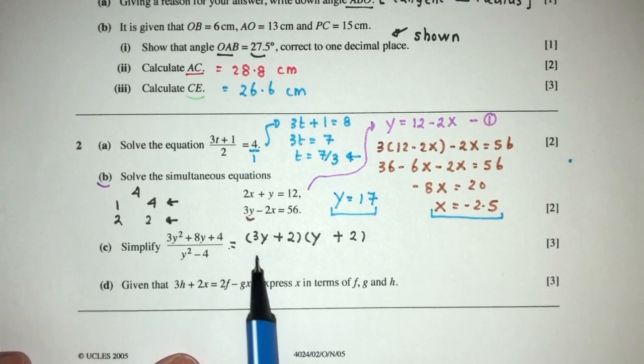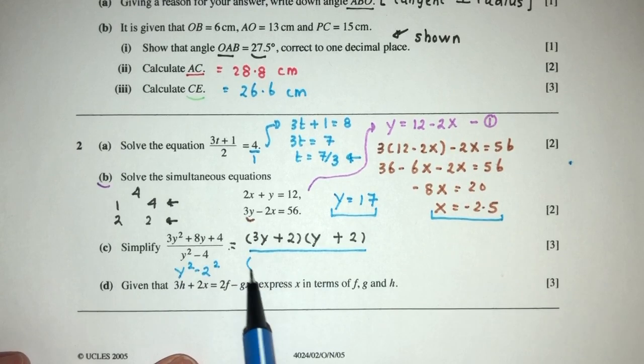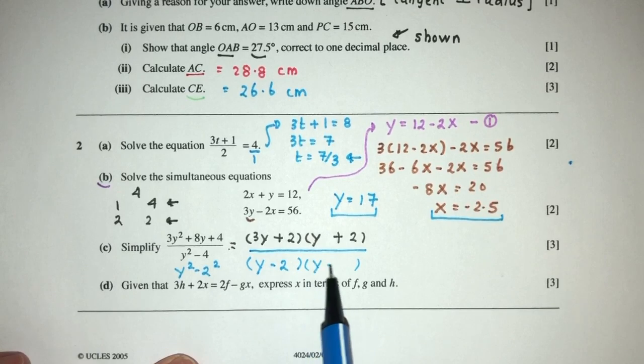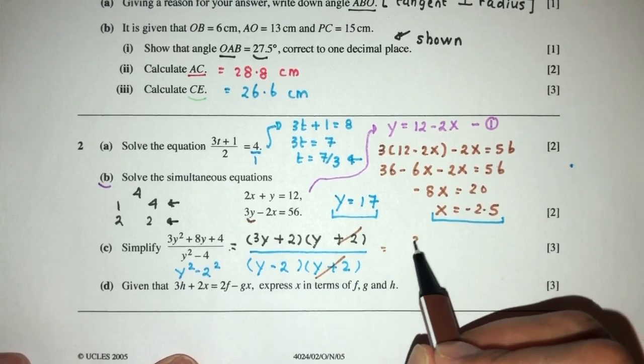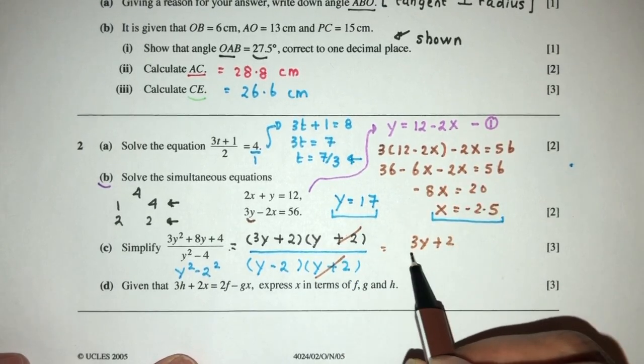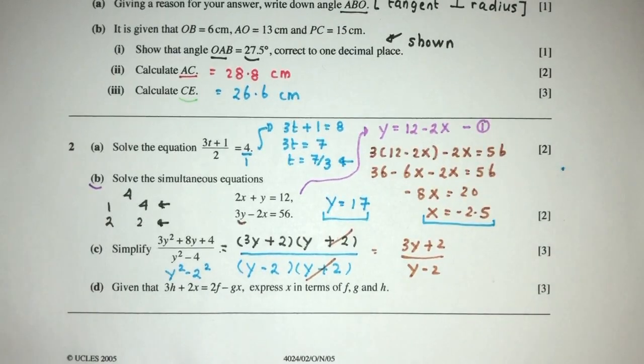Now for the base one, pretty easy. What is 4? 4 is 2 squared, and that is y squared, which is the difference of squares. We can easily factorize that. That will become y minus 2 and y plus 2. Aha, so now what can we see? We see these will be cancelled out. So you will have 3y plus 2 over y minus 2. Okay, that will be part C of the question.